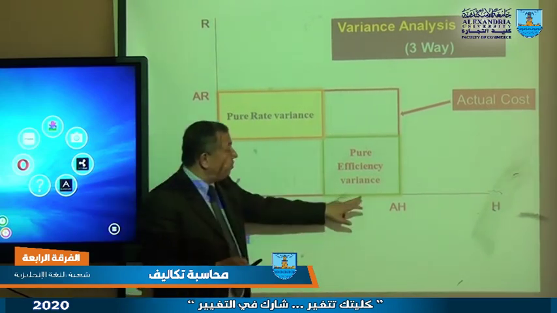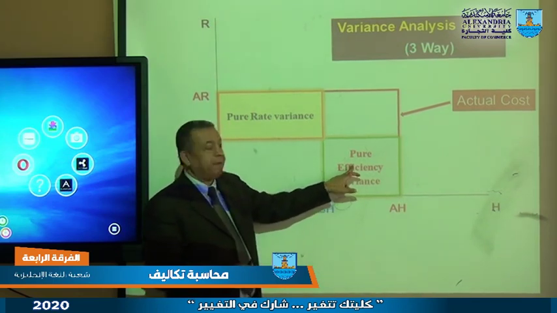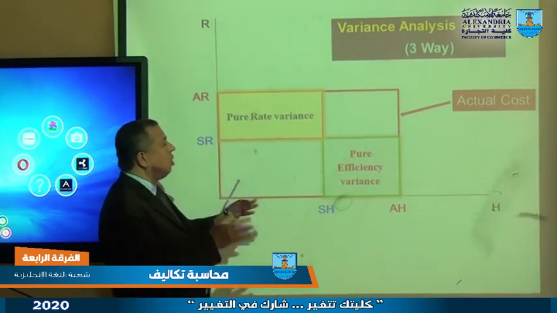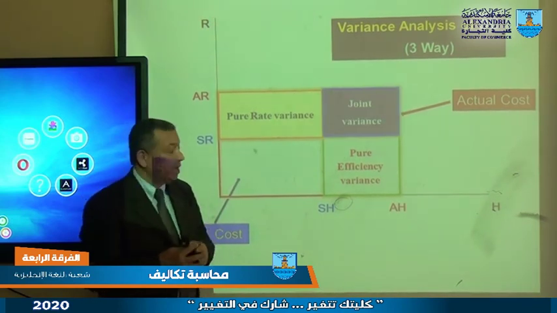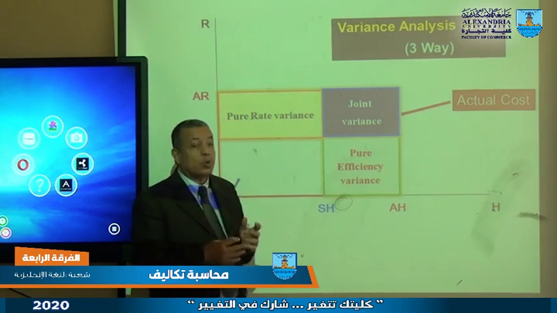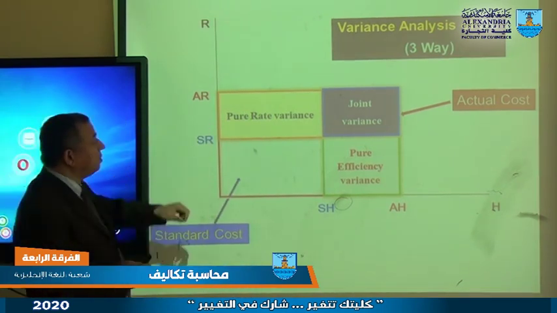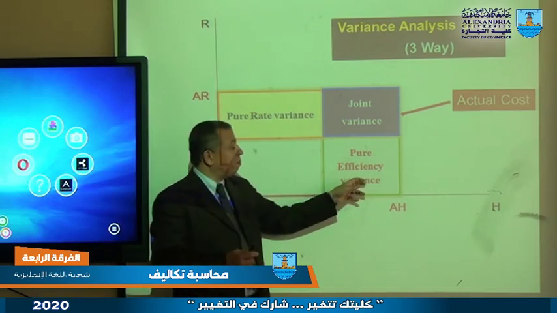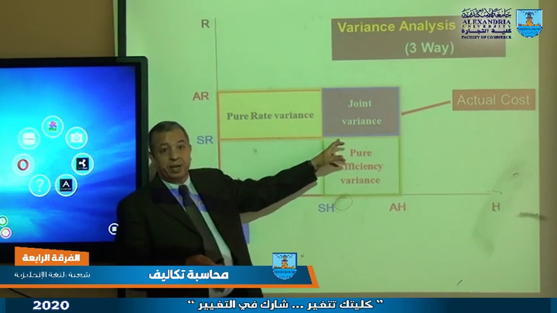Now here, the difference only according to efficiency. This part only according to rate. But this part is joint variance. Again, joint variance. So what are the three variances of direct labor? Three variances are the first one, pure efficiency variance, pure rate variance, and joint variance.